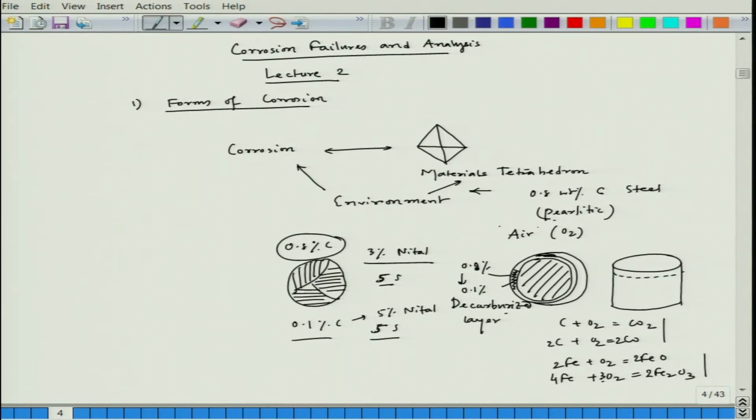Okay. Now, there is one more example. Instead of O2, you can have, let us say, a carbon environment. Let us say in a graphite, for example, this particular slice, you put it in a carbon environment, let us say coal or charcoal, you will see that this segment would be much darker in color compared to the inside part.